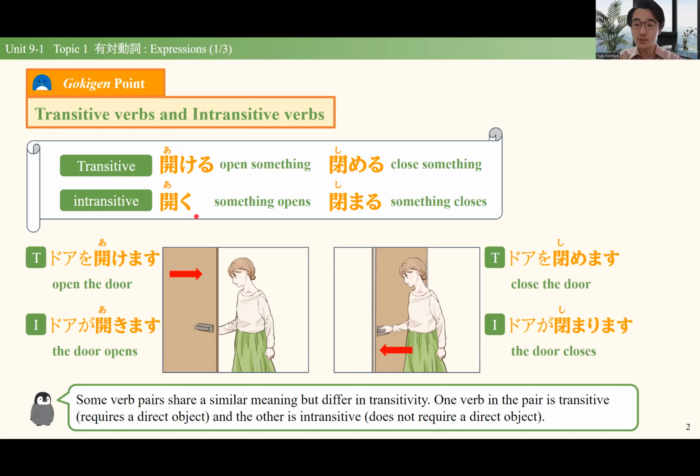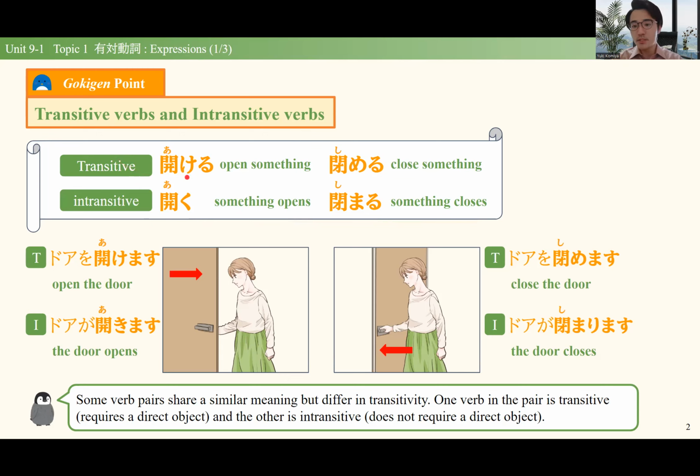But when you think of aku, something opens, this is called intransitive. And intransitive verbs do not require an object. So when something opens, that's it. Opening is one action. There is no object of it. Something opens and that's it. So something opens or something closes. So these verbs are called intransitive, that require no object.